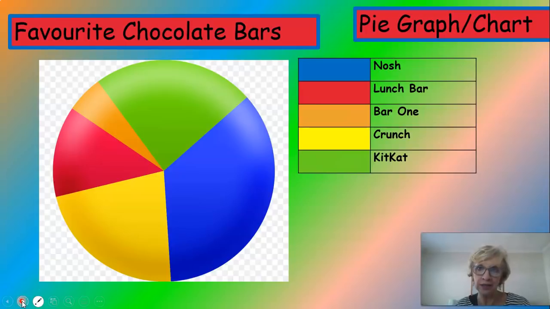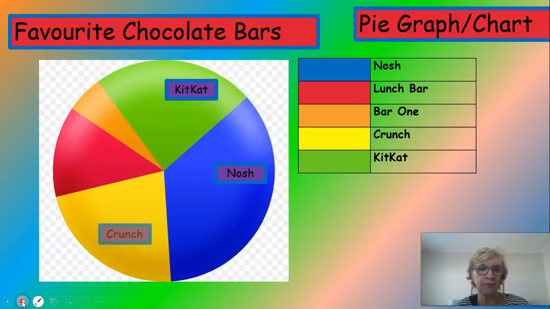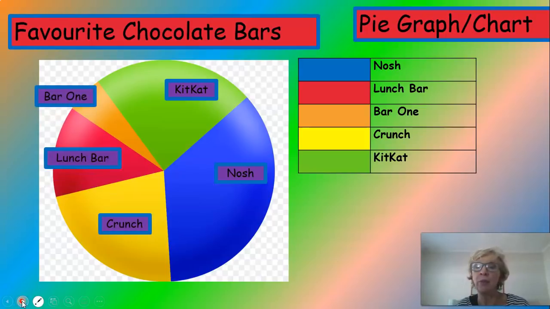Okay, now I'm going to show you which ones got the best votes by putting them in the color that is the biggest. And I put Nosh with blue because Nosh chocolates are my favorite. They've got delicious chocolate and all sorts of other stuff, but lovely nuts in there too. So Nosh got the most votes, and then Kit Kat, then Crunch, then Lunch Bar, and then Bar 1. Bar 1 got the least votes, and Bar 1's also one of my favorites.